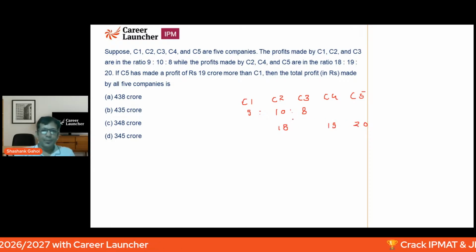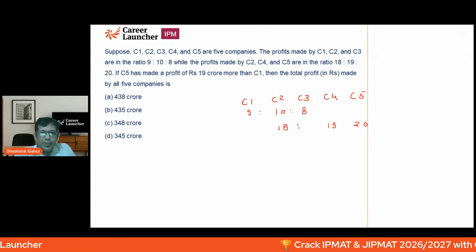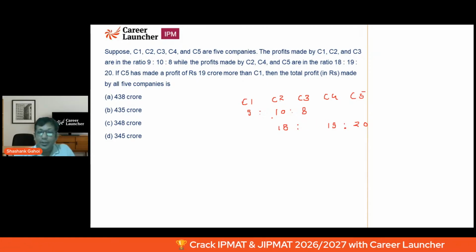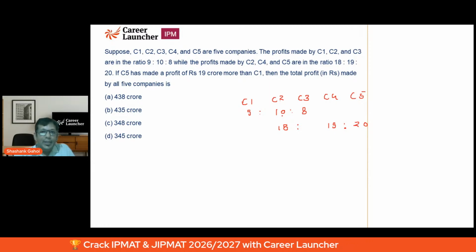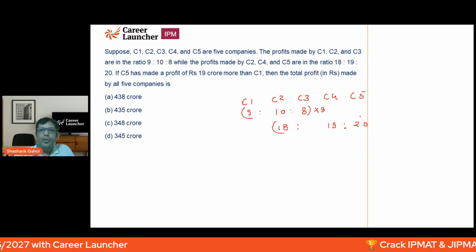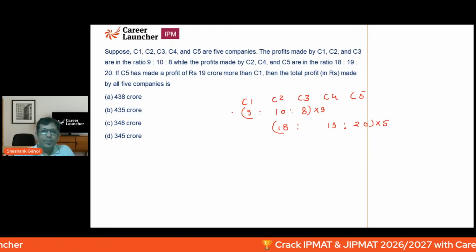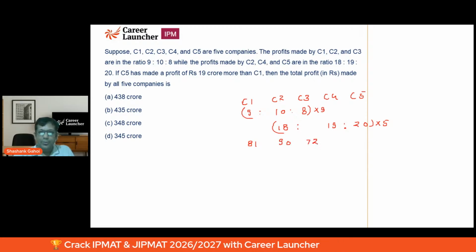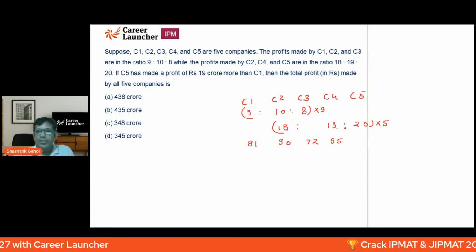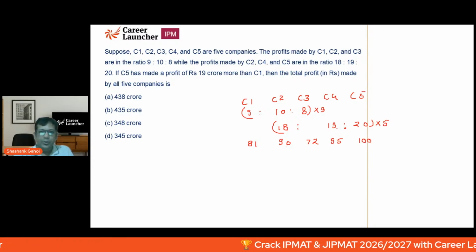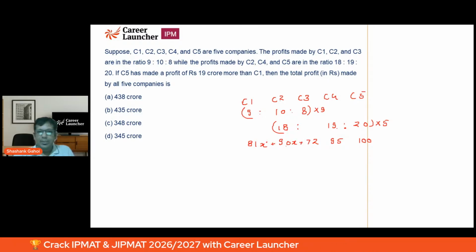Okay. So basically, my job right now is to convert it into a single ratio. 8 and 18, what is the LCM? 72. So I'm going to multiply the first ratio by 8 and the second by 4. So the first one comes out to be 72, 80, 64 and the second 72, 76, 80. Okay. So this is what, X, X, X, X, and X.